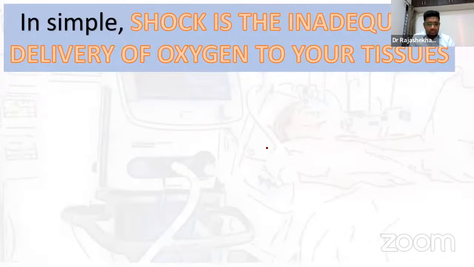So in simple terms, if you want to understand shock, as I told you, it is a life-threatening condition of an altered tissue perfusion due to mismatch in the supply and demand. So in simple terms, it is an inadequate delivery of oxygen to your tissues. So what does this delivery of oxygen mean, or what all does it depend on?